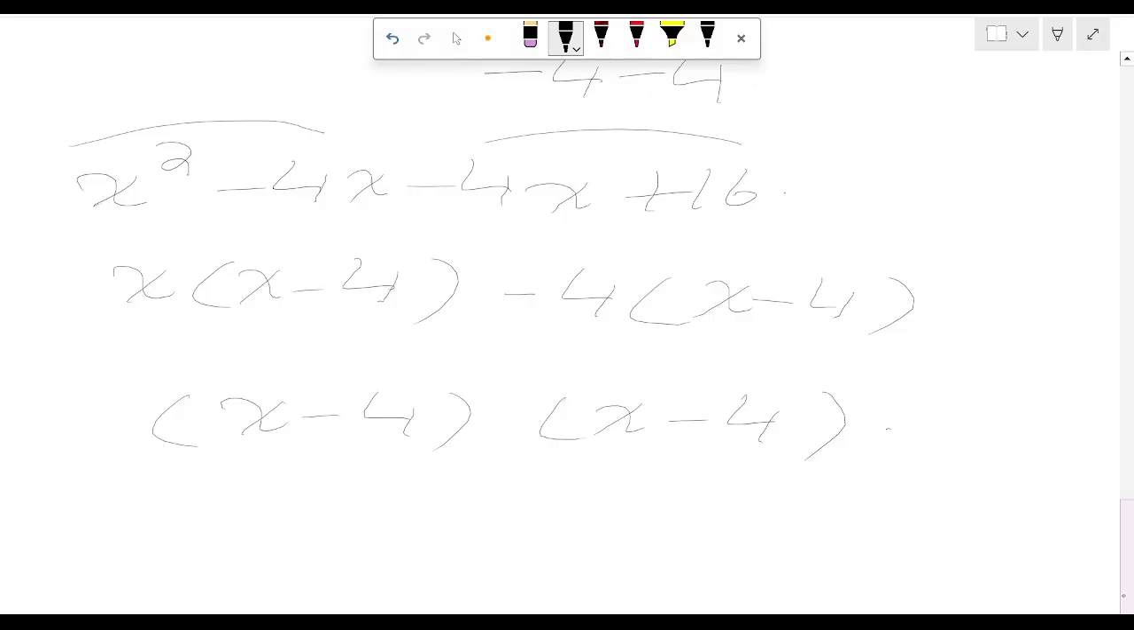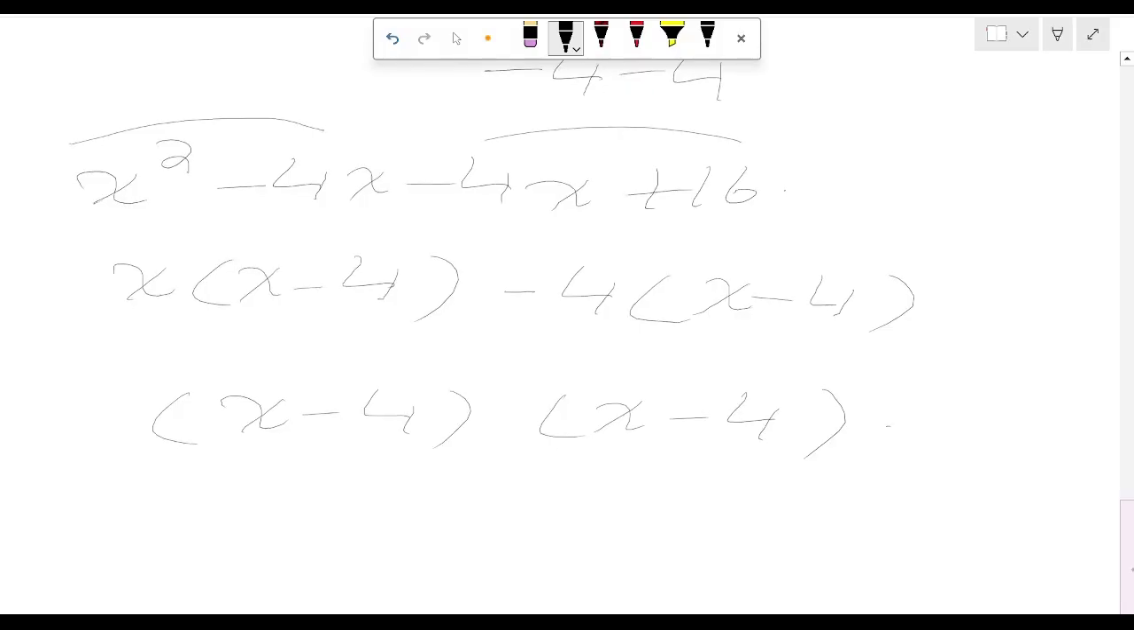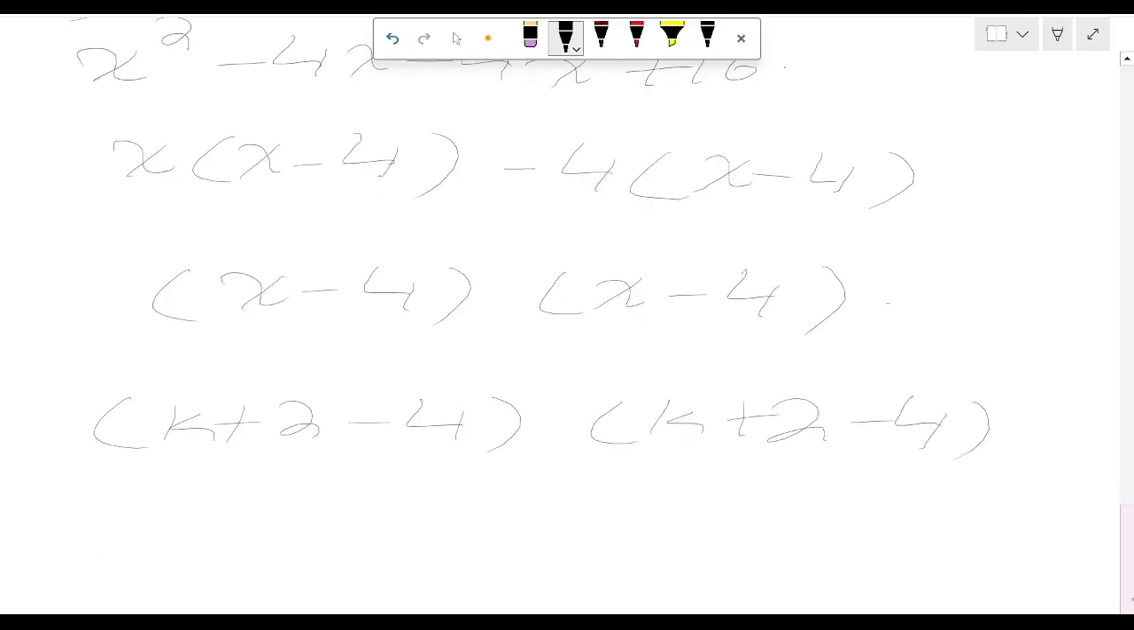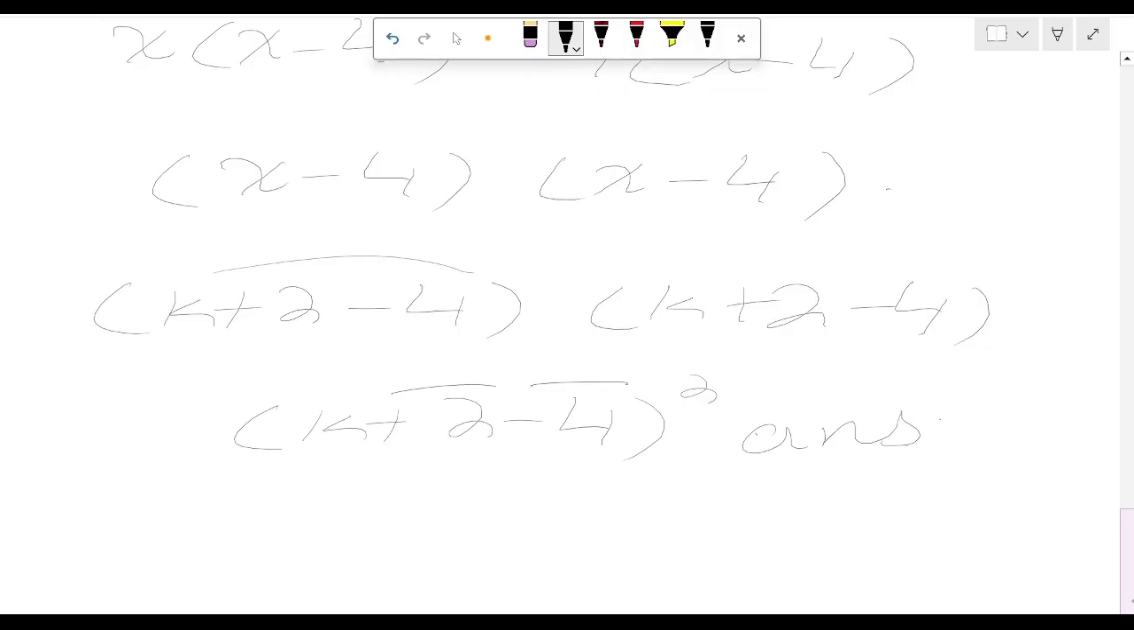Now we need to place back the value of x. So the value of x was k + 2. So I can write (k + 2 − 4) and (k + 2 − 4) again. And then these both terms are the same, so I can just write (k + 2 − 4) whole square. So this will be your final answer. Here we have 2 and here we have 4, so both of these will be subtracted from each other, and then (k − 2) whole square will be your final answer for question number 4.